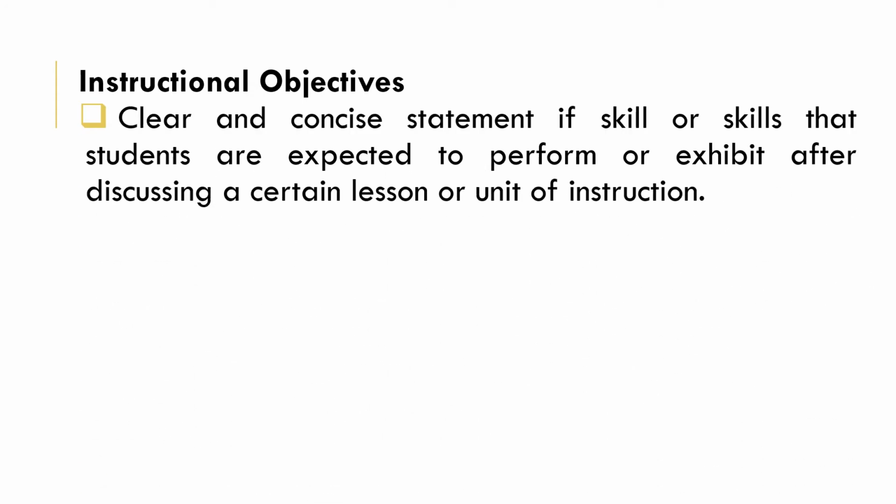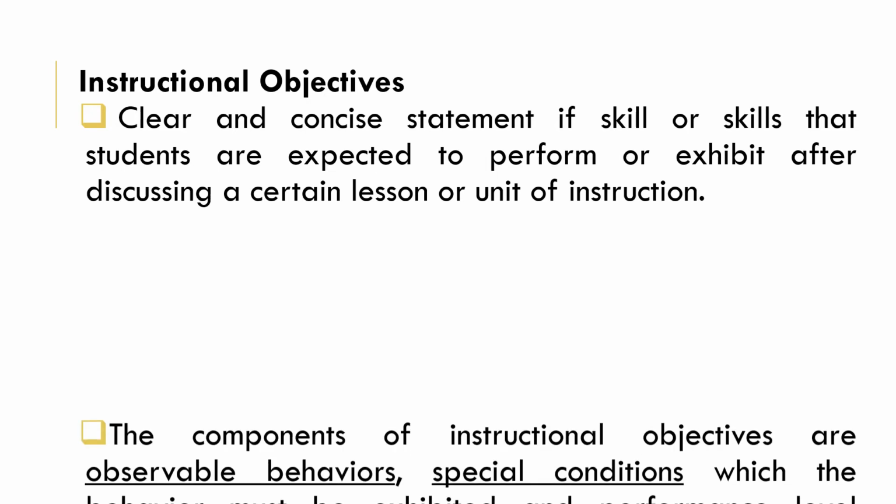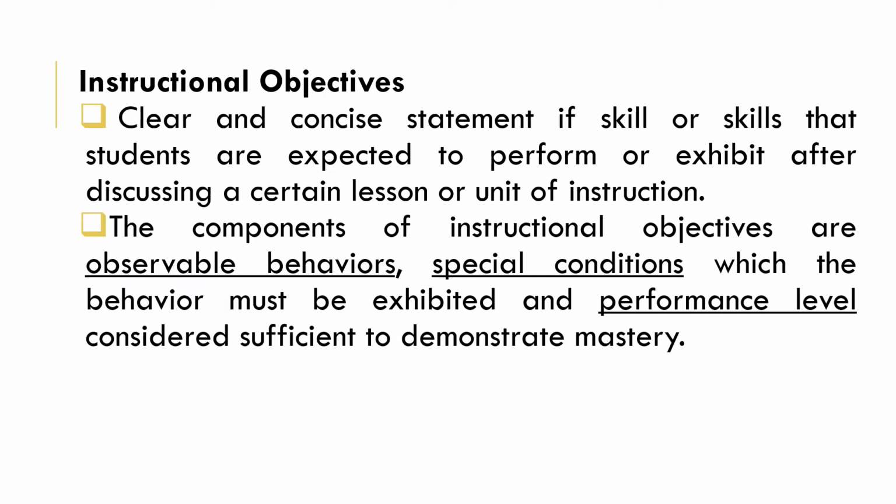Instructional objective is a clear and concise statement of skill or skills that students are expected to perform or exhibit after discussing a certain lesson or unit of instruction. Okay. So the components of instructional objectives are observable behaviors. Okay, we have special conditions, under which the behavior must be exhibited and a performance level considered sufficient to demonstrate mastery. Take note and go back to the example.